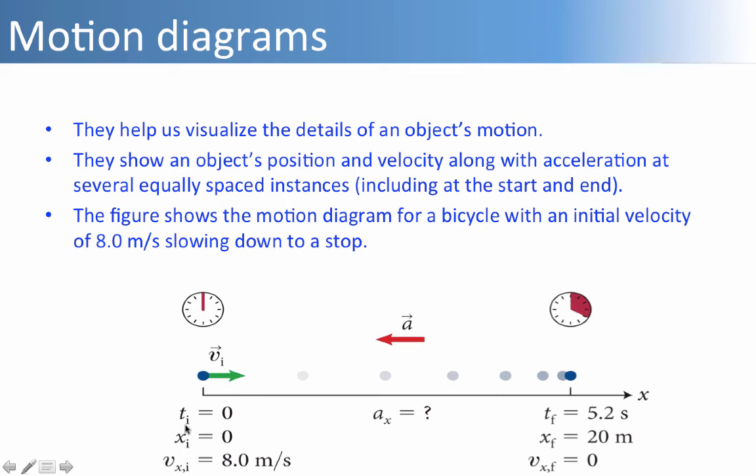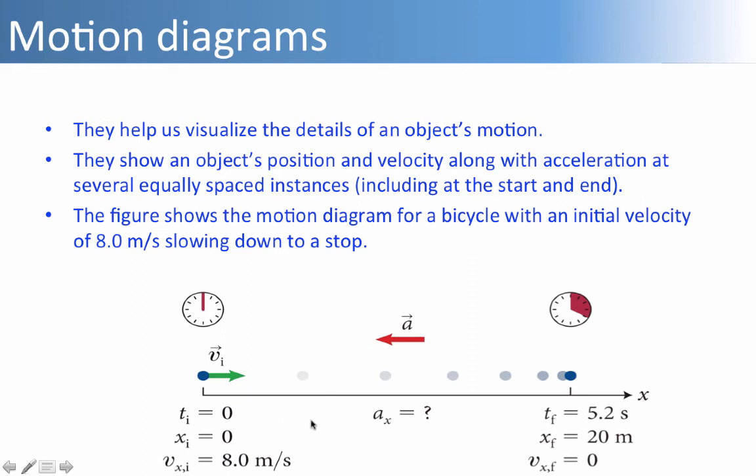So at our initial time, we show dots at equally spaced time intervals. This is the initial position. At the next dot, the next time interval, the dot is pretty far along. Then maybe a little bit less far, a little less far, a little less far, because the object is slowing down. So we see that the dots get closer and closer together as time goes on. This is our final time after 5.2 seconds, and the bicycle has traveled 20 meters. The final velocity is 0.